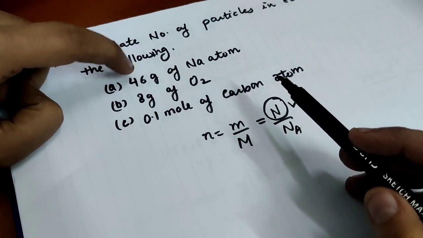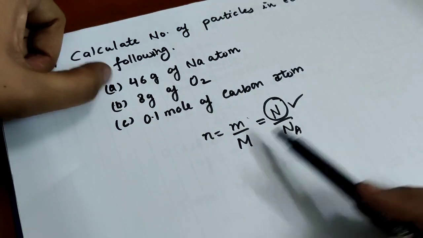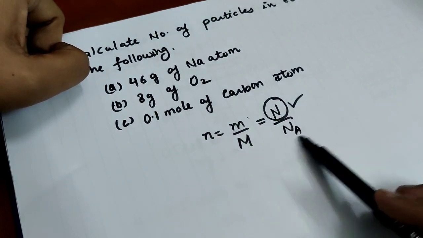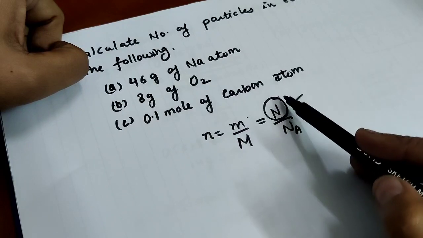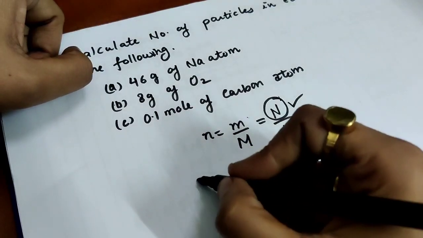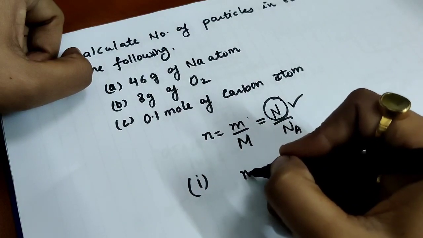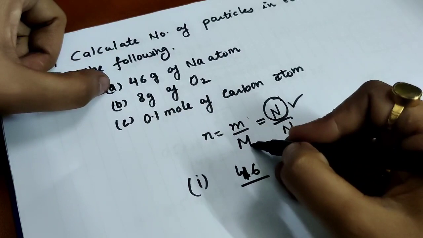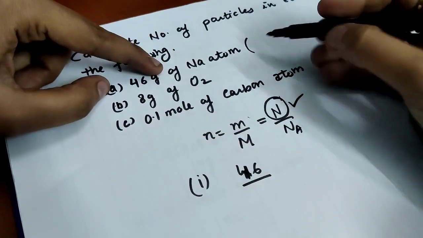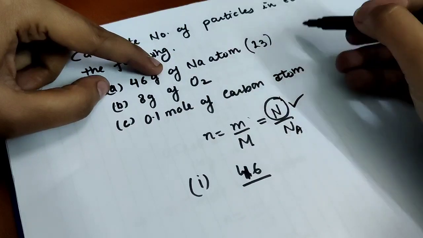We are given 46 gram of Na atom, which means small m is given to you. We know the capital M. We know this Na value, that is 6.022 into 10 raised to power 23. So by this we can easily get the N here. So for the first part we use this formula. Small m is given to you, that is 46. Capital M for the sodium atom, atomic number 11, its mass is 23, double plus one.